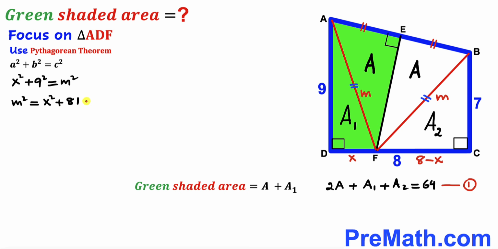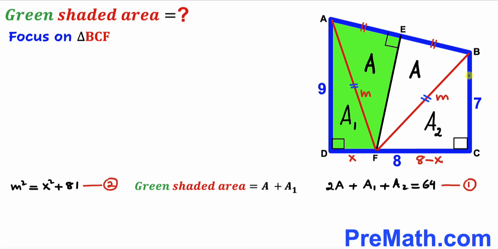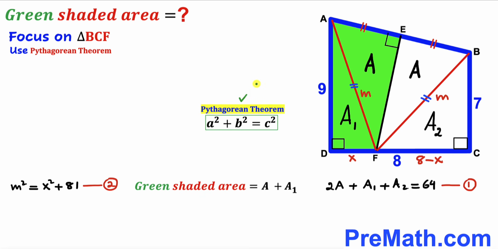I'm going to label this one as our equation number 2. And now we are going to focus on this other right triangle BCF, and we are going to apply the Pythagorean theorem on this triangle as well. And here's our Pythagorean theorem once again.